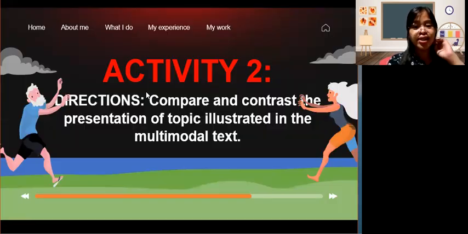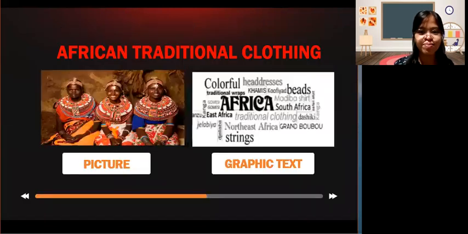Now, let's move on to your activity 2. So directions, you're going to compare and contrast the presentation of topic illustrated in the multimodal text. So this time, you are going to compose your paragraph. One paragraph is enough. Okay, you're going to compare then contrast the presentation of topic illustrated in this multimodal text. Let's see. We have African traditional clothing. Okay, we have here the first multimodal as picture, while the other one is a graphic text.